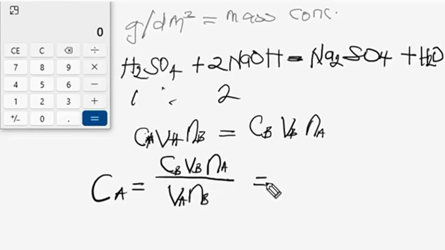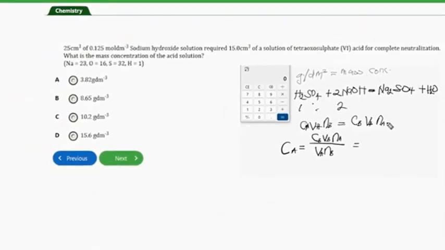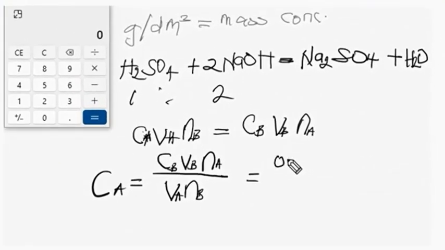So guys, with this, what's the concentration of base from the question? In the question, they said 25 cm cube of 0.125 moles per dm cube sodium hydroxide. So it means 0.125 is the concentration of the base, because that's the concentration of sodium hydroxide, and sodium hydroxide is the base here. So let's check out the volume of the base. They say 25 cm cube of this, so the volume of base here is 25 cm cube.